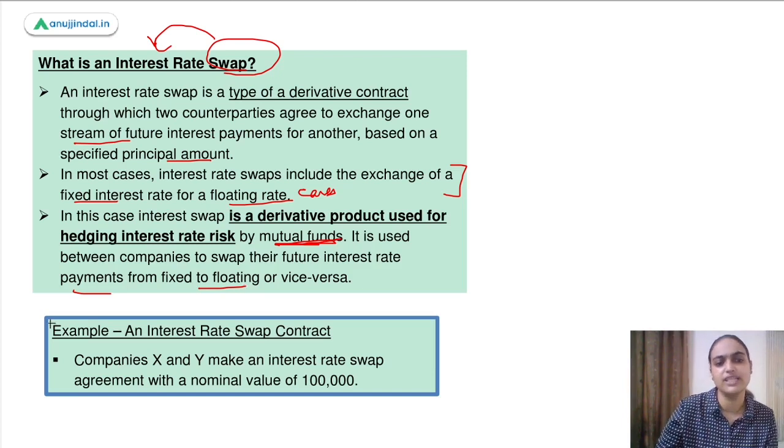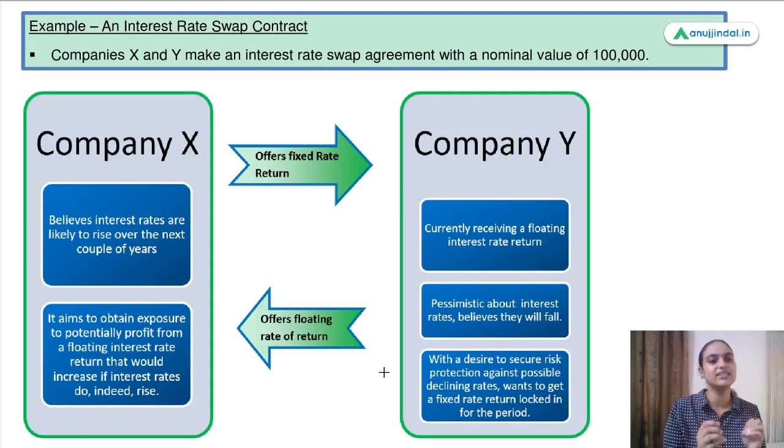So let's assume that there are two companies, company X and company Y, and they make an interest rate swap whose value is 1 lakh rupees. So 1 lakh ka interest rate swap company X or company Y kar rahe hain. Let us see about what are the beliefs of company X and that of company Y. Company X believes that the interest rates are likely to rise over next couple of years, whereas company Y, which is currently receiving a floating rate return, it is pessimistic about the interest rates that they will fall.